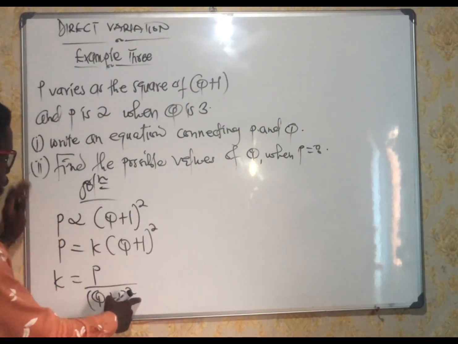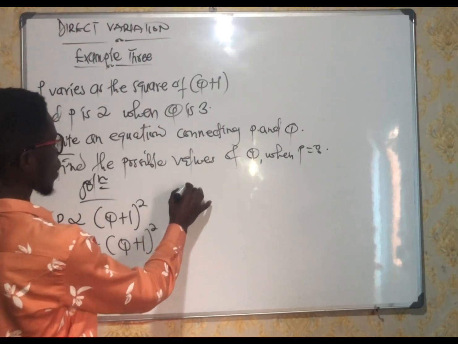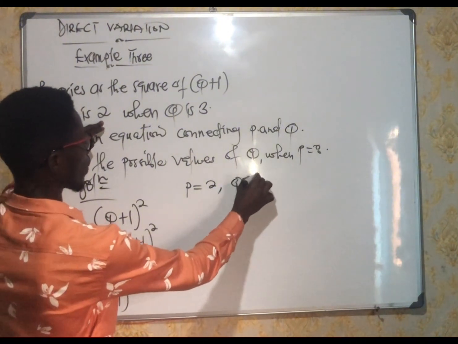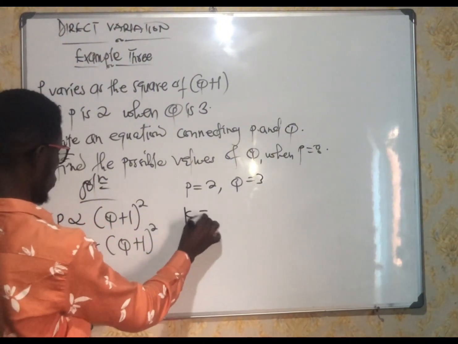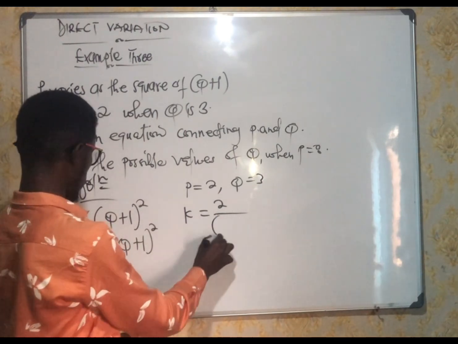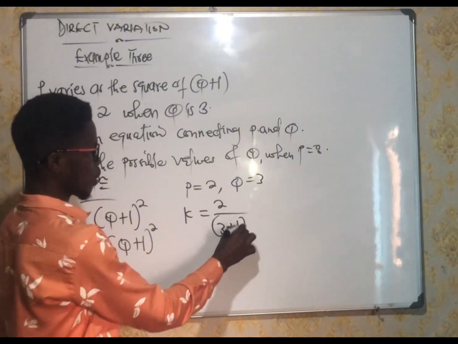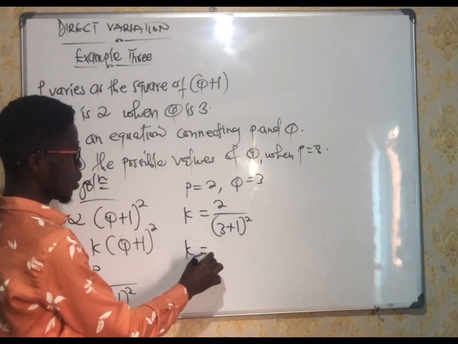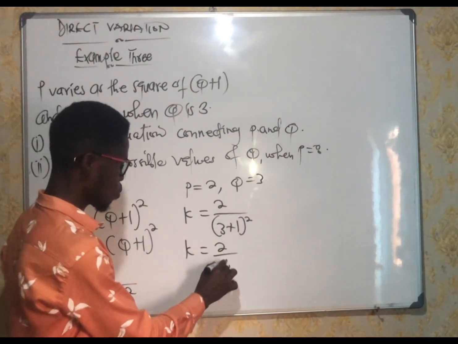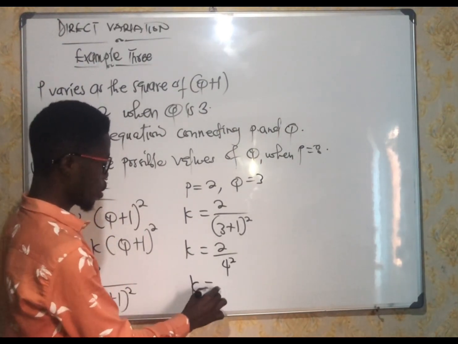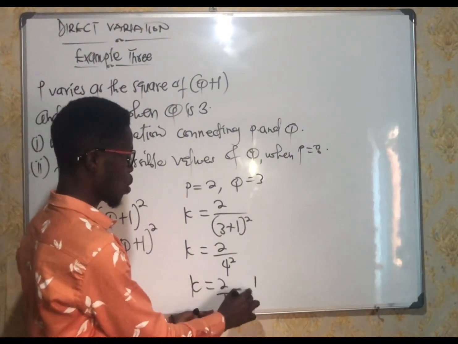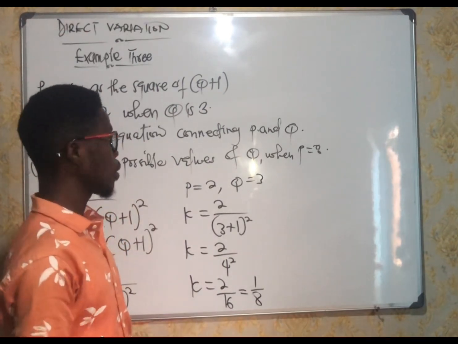Now from this point, we know that from the question, p was given as 2 and q is given as what? 3. So my k will be 2 over (3 plus 1) squared. So my k will be 2 over 3 plus 1 is 4. So 4 squared. So k will be 2 over 16, right? You know I can reduce this one to 1 over 8. Is that okay? Very good.